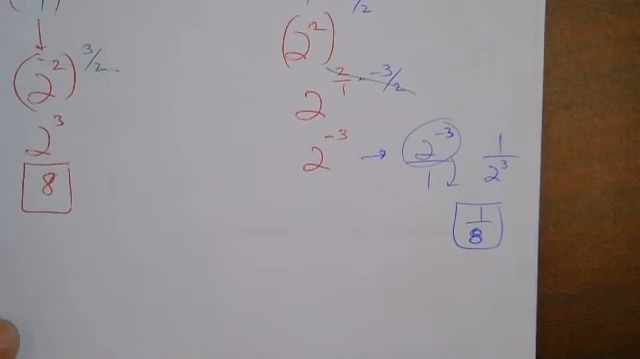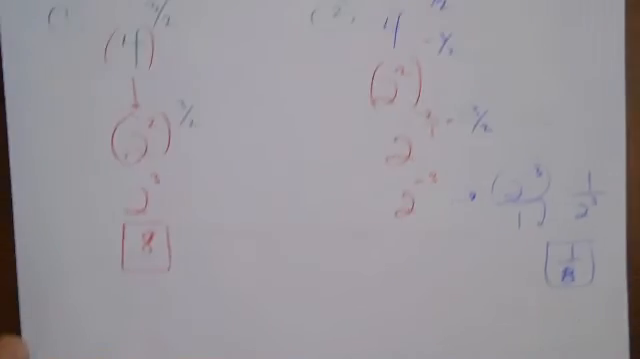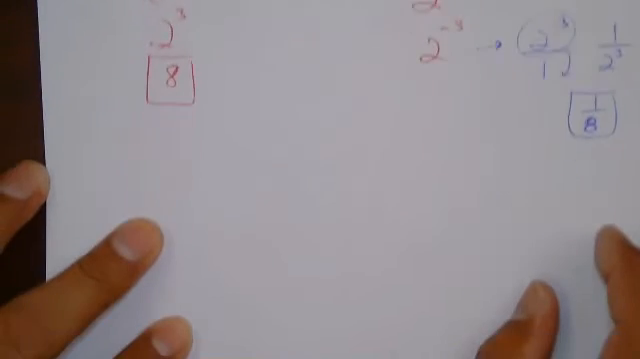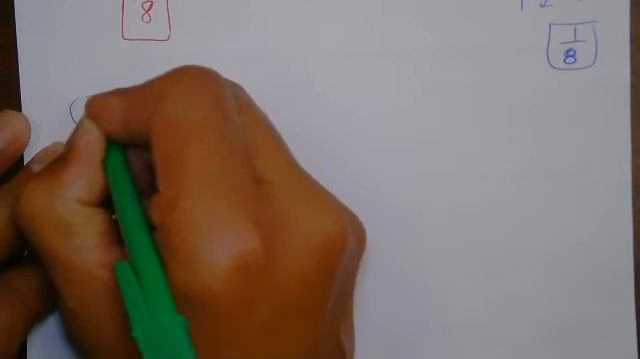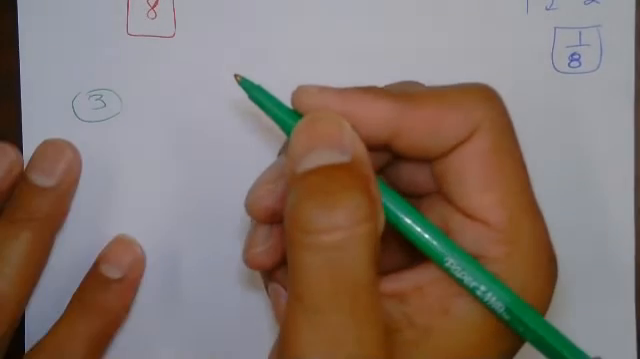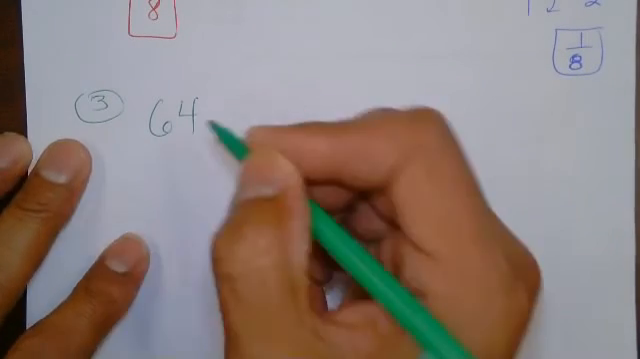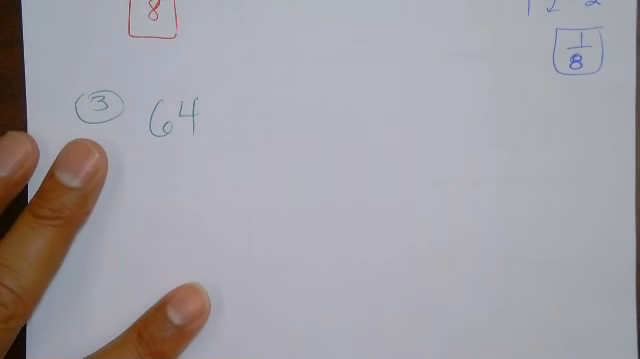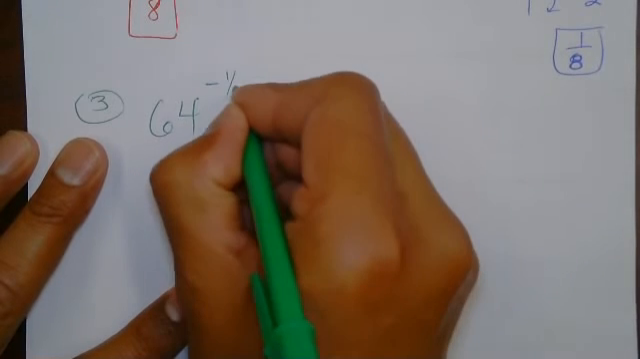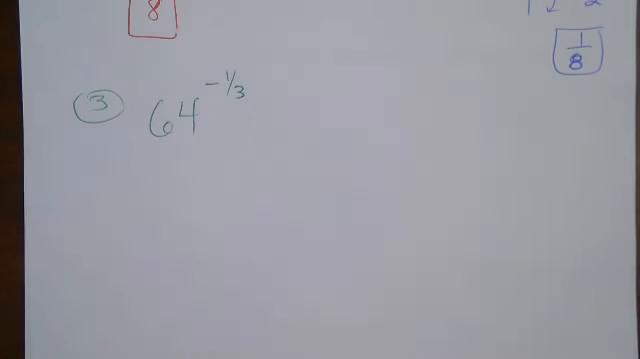Let's do number 3. That was an easy one. Okay. Number 3. Let's just do one more like this. Number 3. How about 64 to the power of negative 1/3?